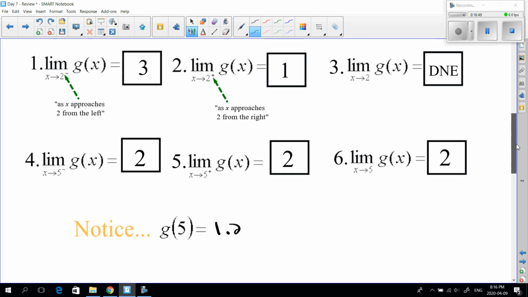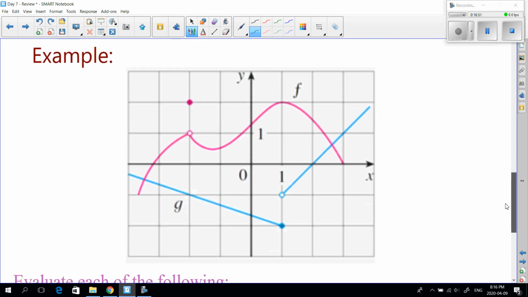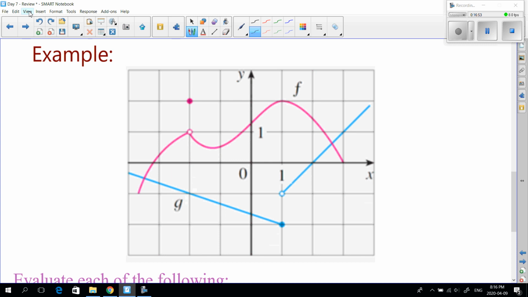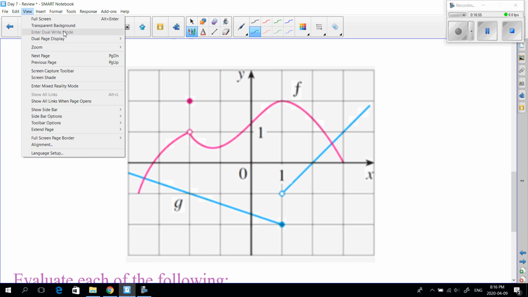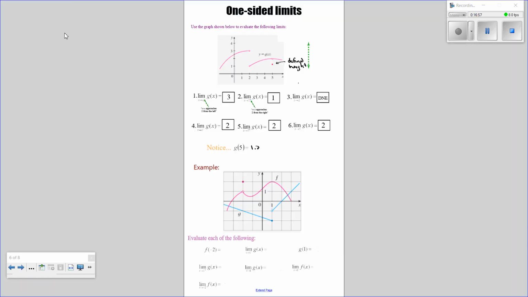Okay. I will leave this example here for you if you want to give that a try. There are some questions down at the bottom. You can give those a go. Look, limit, limit, limit, limit. There are 5 limits and there are 2 defined heights. So keep in mind when you're doing the defined height, you have to pick the closed dot.